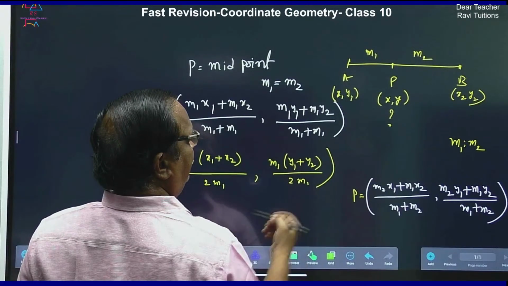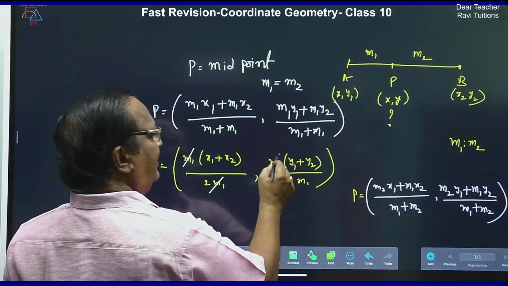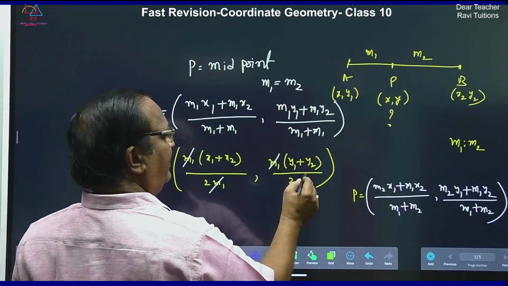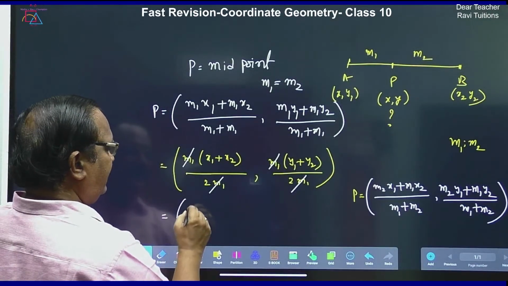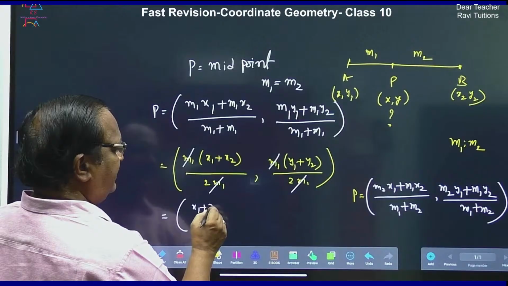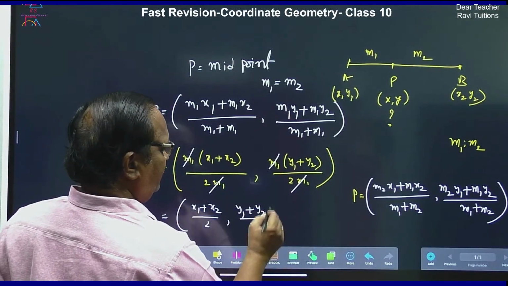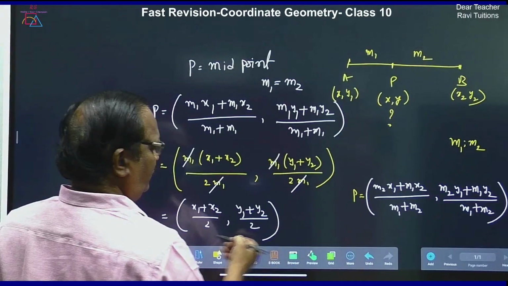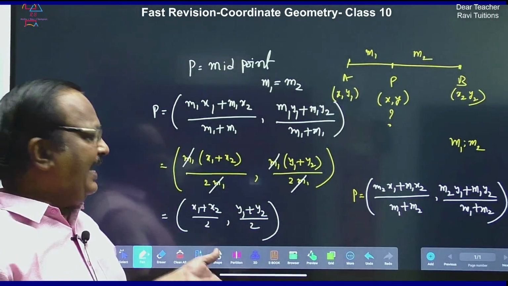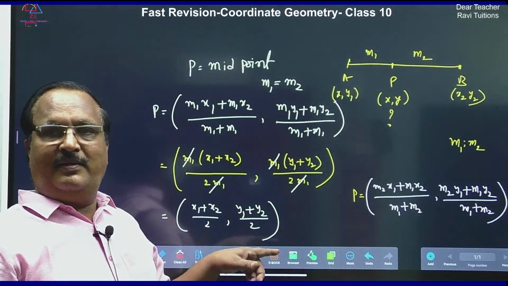Then these m1s will get cancelled. So finally the answer is x1 plus x2 by 2 and y1 plus y2 by 2. This is the midpoint formula. Directly you can use this formula.